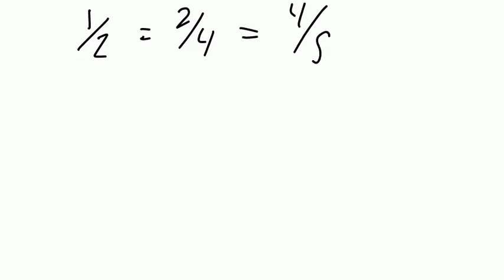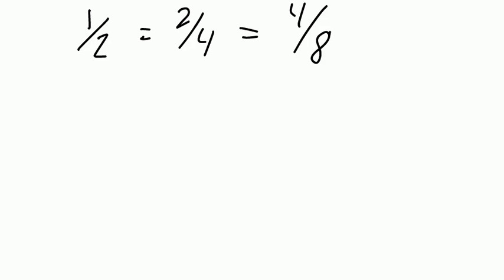Now for some of the fractions that we had, we made them so that they're equivalent to each other. So in the previous examples, we had a half of a pizza equals 2/4 of a pizza equals 4/8 of a pizza.